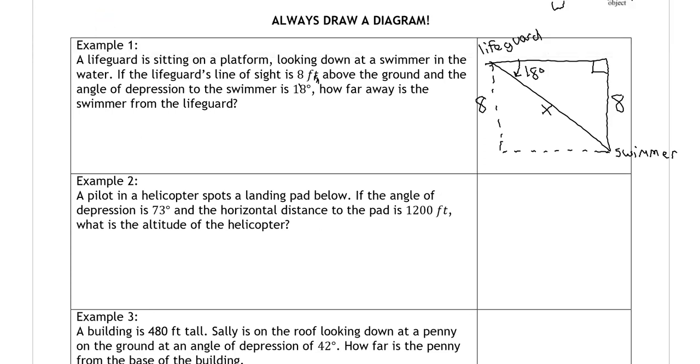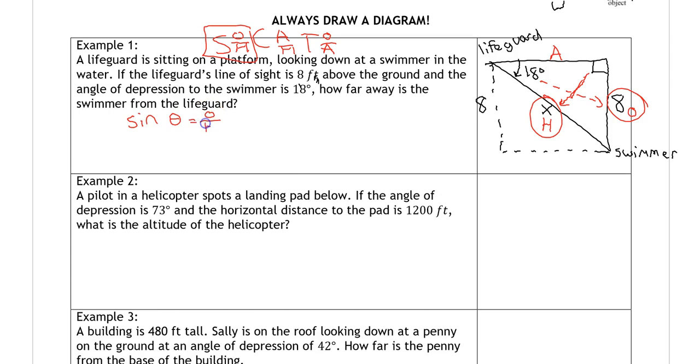Now it's exactly the same. Always start: across from the right angle is your hypotenuse. Across from the given angle is the opposite. Between the two is adjacent. I need to use my hypotenuse and my opposite side. I'm looking at SOHCAHTOA. It is the SO part of SOHCAHTOA. So sine of theta equals opposite over hypotenuse.